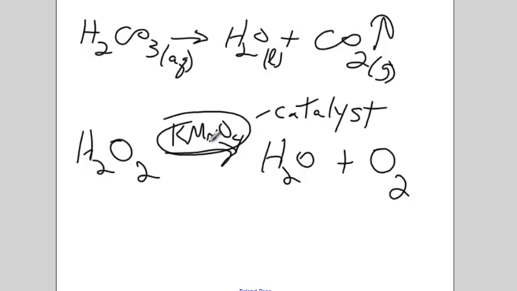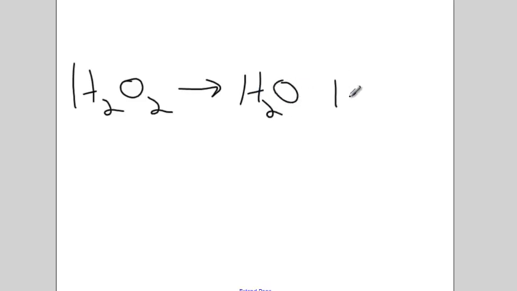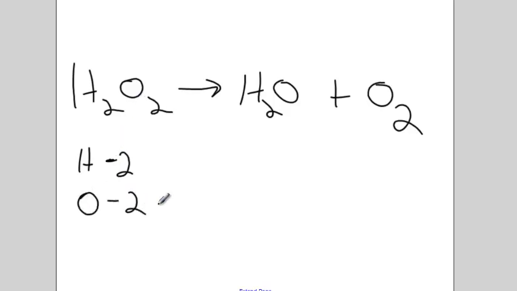Okay, now, let's think more about this reaction here. I'm going to rewrite it. H2O2 yields H2O plus O2. Check this out. I've got two H's on this side, and I've got two O's on this side. On this side, I've got two H's, but I've got three O's. I can't have this. I cannot write this reaction just like this.